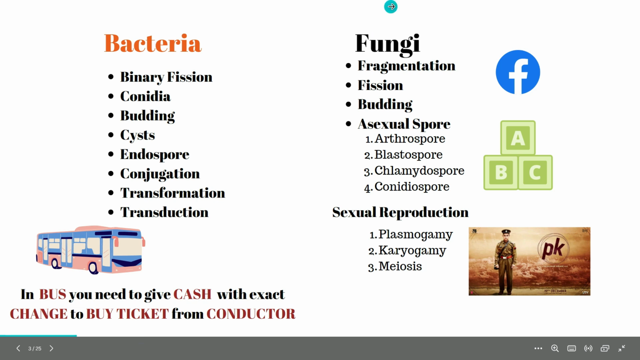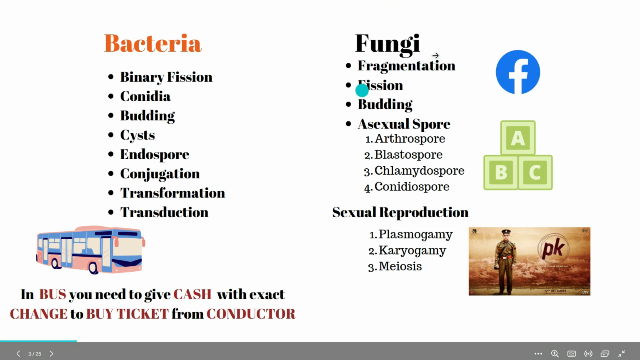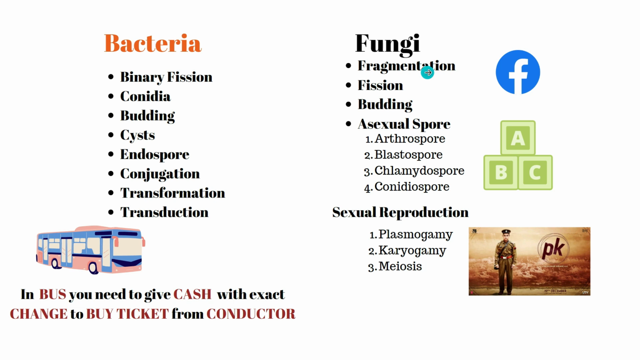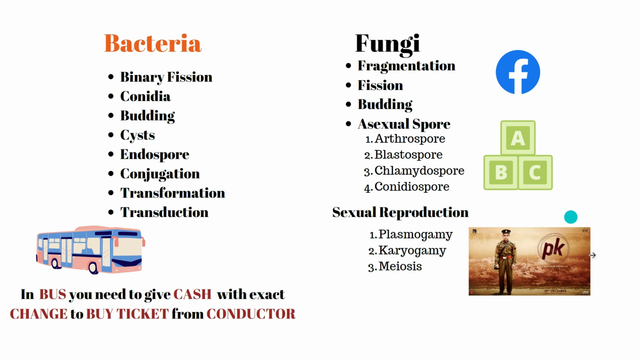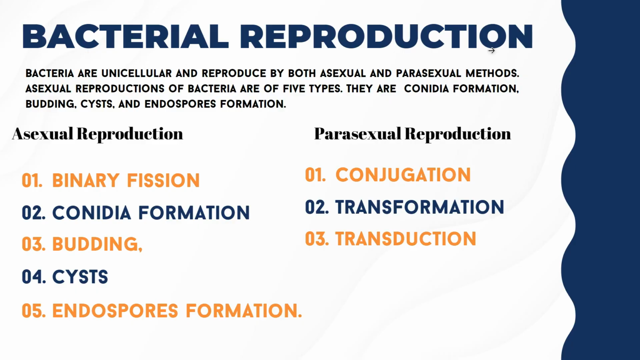When you come back to fungi, Facebook, F stands for fragmentation and fission, B stands for budding, and A, B, C blocks: asexual spore, anthrospore, blastospores, chlamydospores, conidiospores, and sexual reproduction by plasmogamy, karyogamy, and meiosis. You need to remember the movie PK. P for plasmogamy, K for karyogamy, M for meiosis.